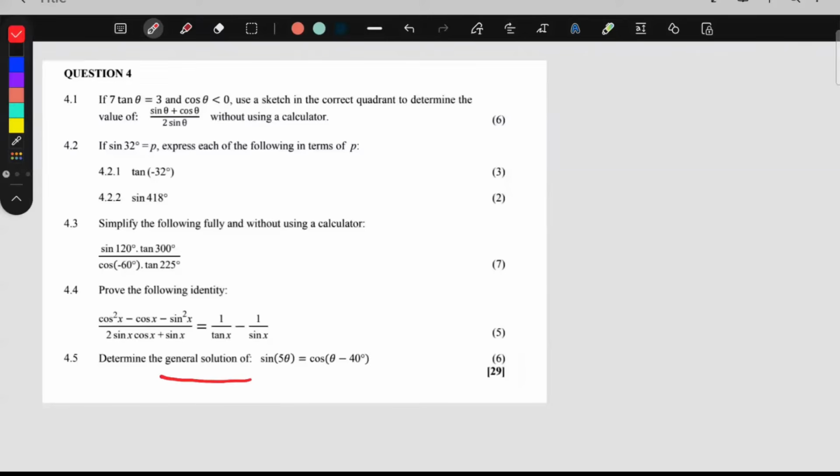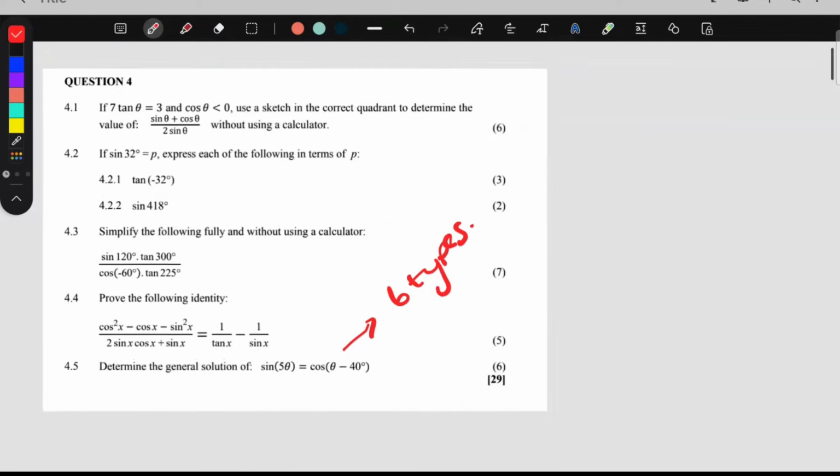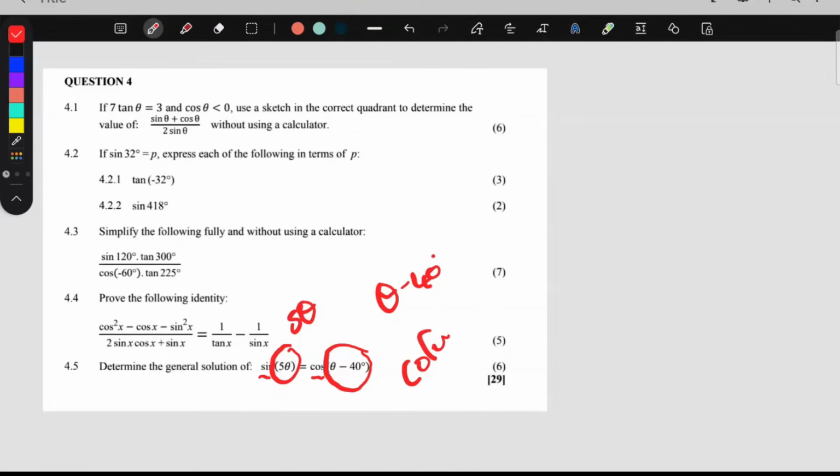4.5 is a general solution, and this is for 6 marks. Very, very important. So grade 11s, there are, I think, 6 types of general solutions. So you need to know all 6 types. But in this question paper, they ask this type when you have sine and cos, but the angles are not the same. The one is 5 theta, the other angle is theta minus 40. So this type is called the co-function type.